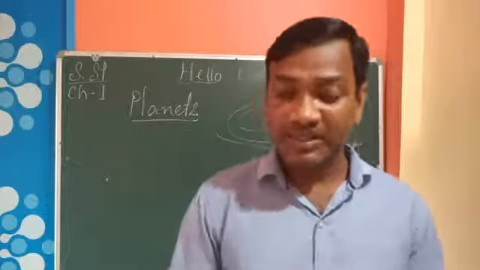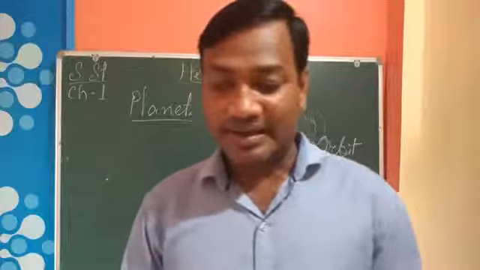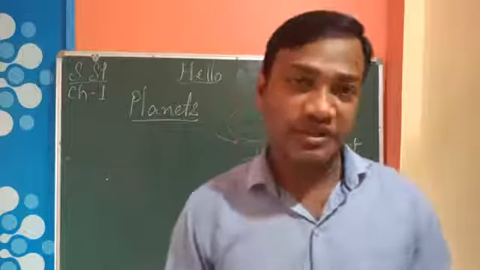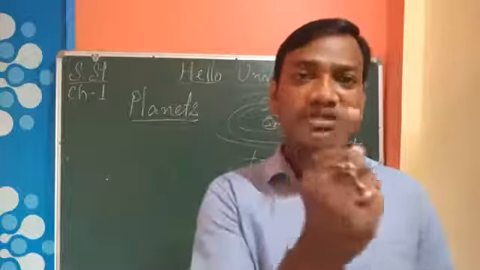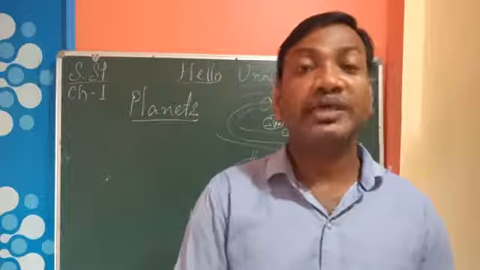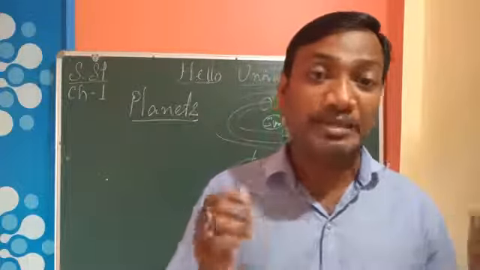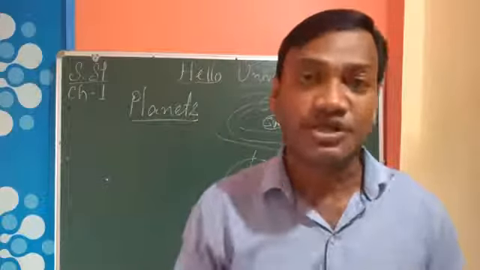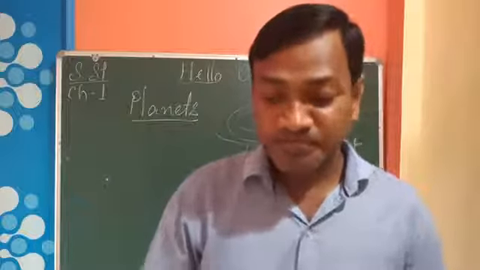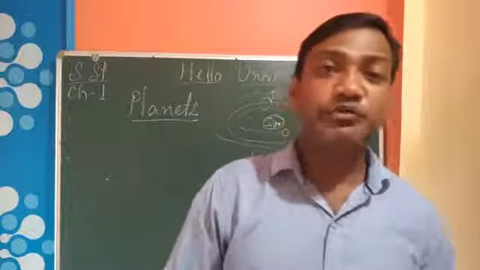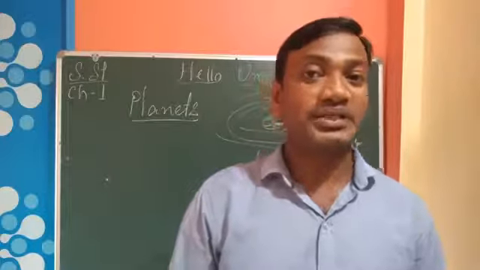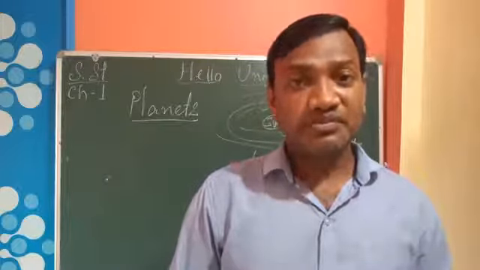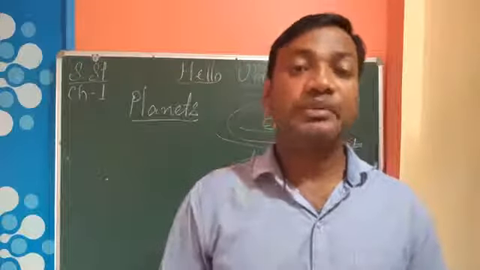They are very heavy and move very slowly. So these 4 planets move around the sun very slowly. Why? Because they are heavy, and heavy things cannot move fast. Okay, and they have few moons. From Earth also we can see the moon. Other planets also have moons.